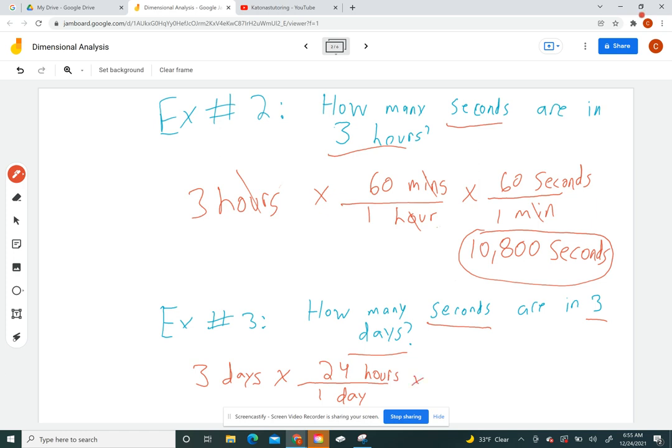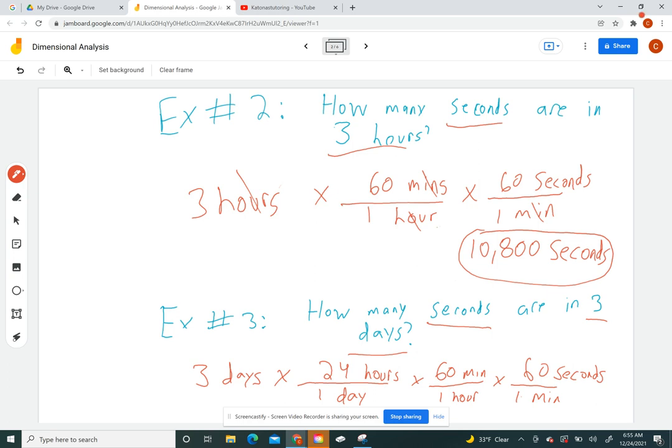Then my next conversion factor we already used up there. There are 60 minutes in 1 hour. Then we want seconds, so then we have to again convert. We have to take 1 minute is 60 seconds. So now I go from days to hours, from hours to minutes, from minutes to seconds.